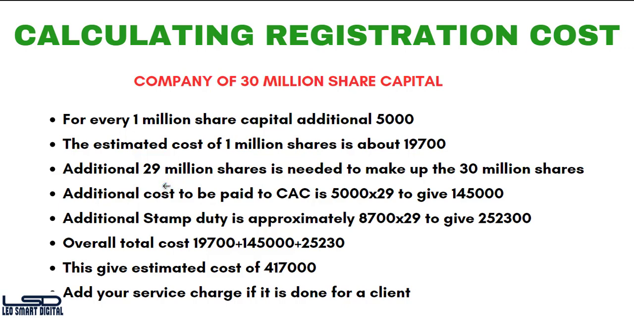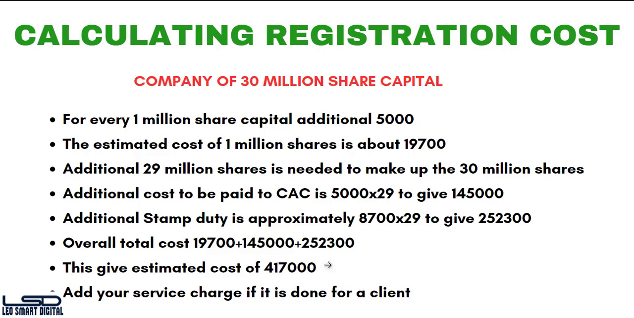Additional cost to be paid to CAC is 5,000 times 29 to give 145,000. Additional stamp duty is approximately 8,700 times 29 to give 252,300. Overall total cost is 19,700 plus 145,000 plus 252,300 to give an estimated cost of about 417,000 naira. This is what will be spent. I want you to prepare for this kind of job.